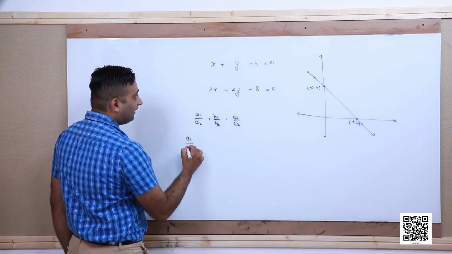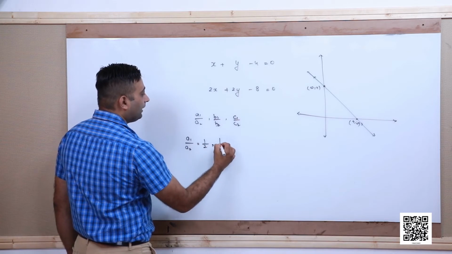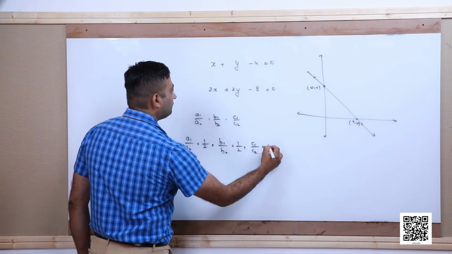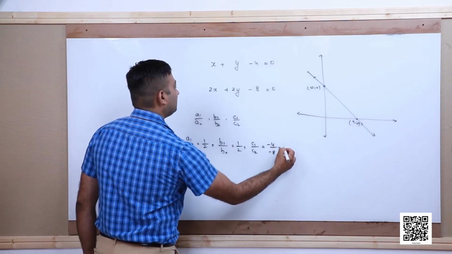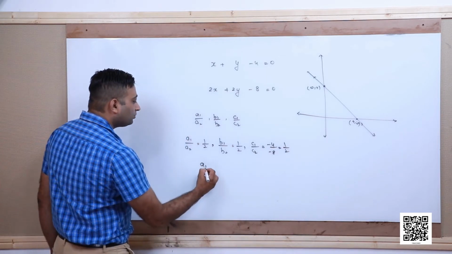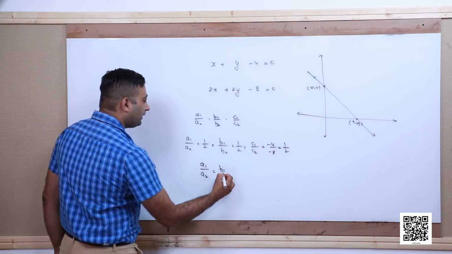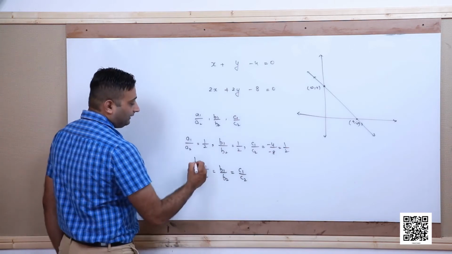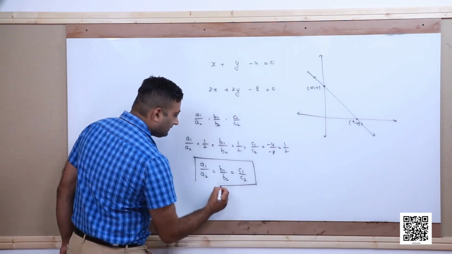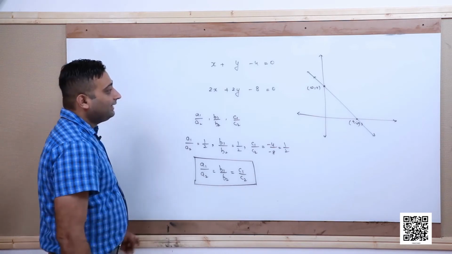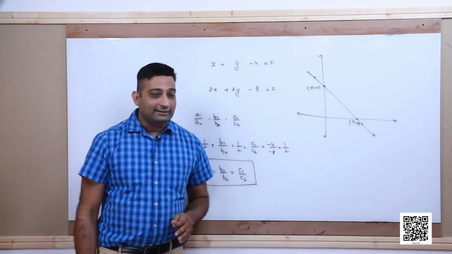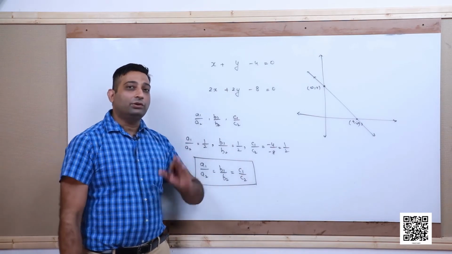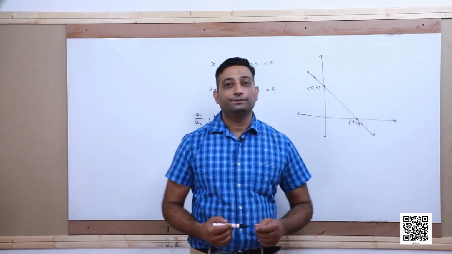We can see that A1 by A2 is equal to 1 by 2, B1 by B2 is also equal to 1 by 2, and C1 by C2 is equal to minus 4 by minus 8, it is also equal to 1 by 2. So we can see that A1 by A2 is equal to B1 by B2 is equal to C1 by C2. That means the lines which are represented by coincident lines have a condition that A1 by A2 is equal to B1 by B2 is equal to C1 by C2.